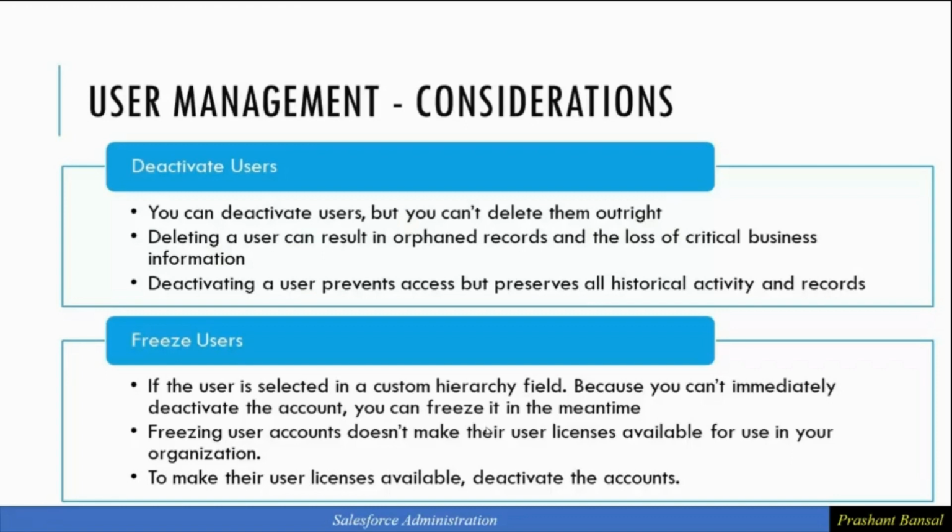Why is it so? Because this user can be a process user as well. Many admins make this mistake. They don't create integration users. They create real users and assign them as a process user to run a flow or any kind of automation job in the background. When we deactivate these users, that will be an orphaned record definition in the backend, because the user is not active and you're trying to use that user to run some automation. Deactivating a user prevents access but preserves all historical activity and records.